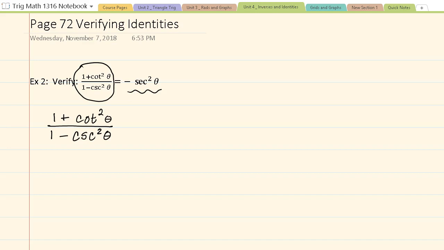One of the strategies they said is that if you don't know where to start, maybe you can start writing everything in terms of sine and cosine. So I'm going to rewrite this as 1 plus cosine squared of theta over sine squared of theta. Remember, that's the same thing as cotangent squared of theta. And at the bottom, I'm going to have 1 minus 1 over sine squared of theta. That's our definition of cosecant squared of theta. So now I have made it worse. Now I have fractions inside of fractions.